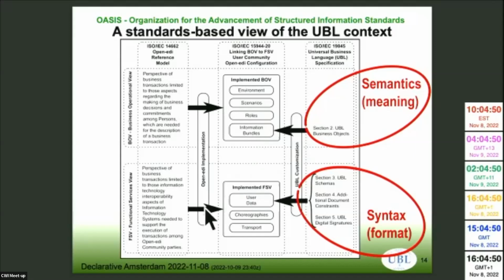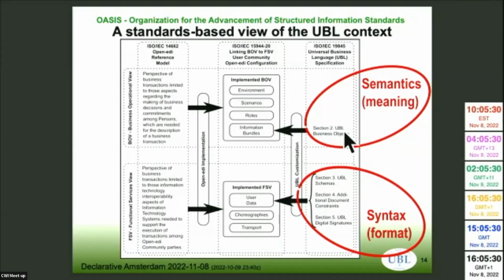Where the syntax comes along is in the functional services, where the rubber hits the road, because you need user data, you need octets that represent the information bundles that can be interpreted by the receiving party. You need a choreography, a workflow between the parties, and you need transport in order to securely get the information to the other party. And looking at the table of contents of UBL, sure enough, we had already recognized this separation in the way we arranged our own documentation.